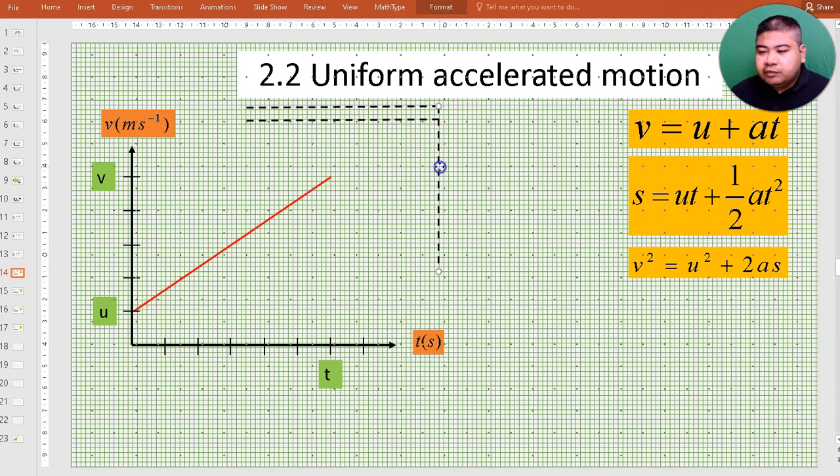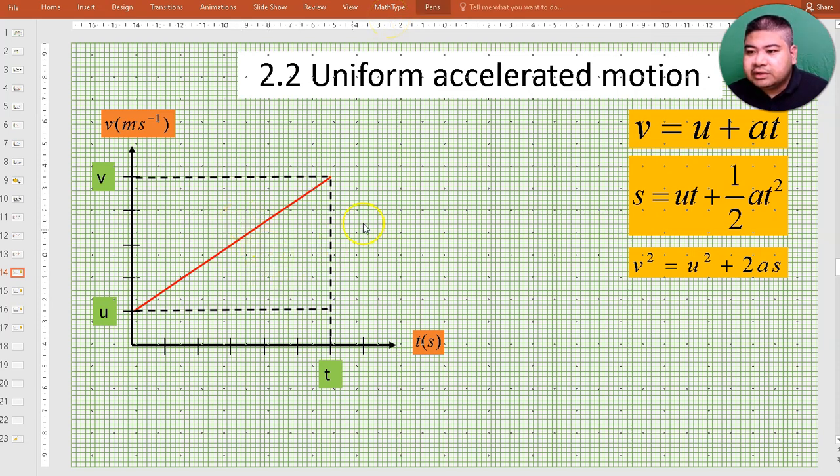So, if we take the dotted line here and place it in the graph so that we can see where the u, the v and the t are. Let me just put it there, okay.